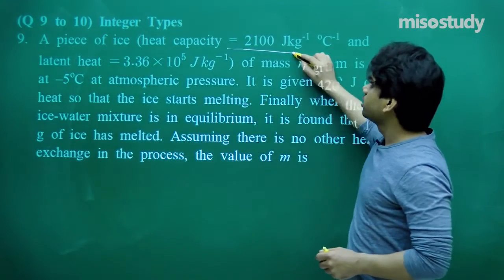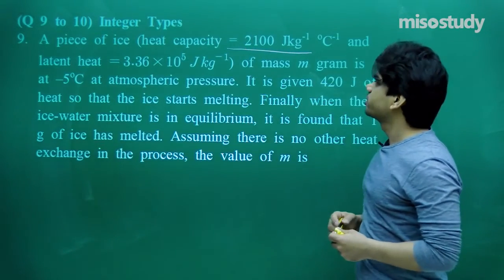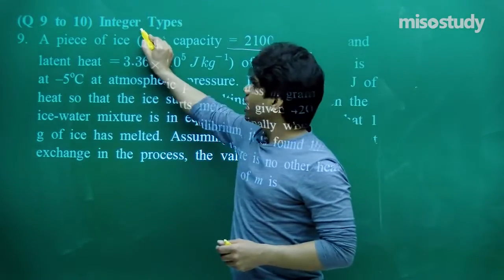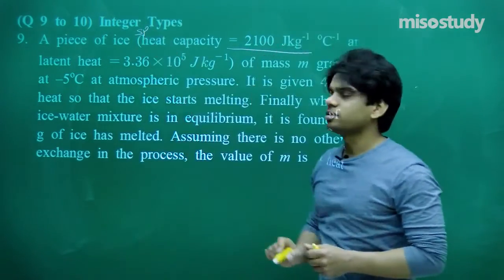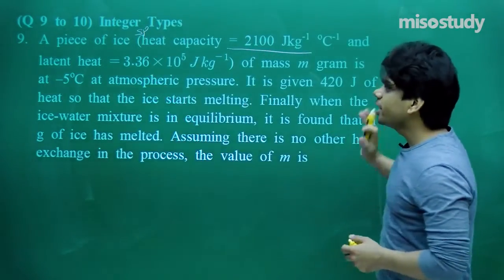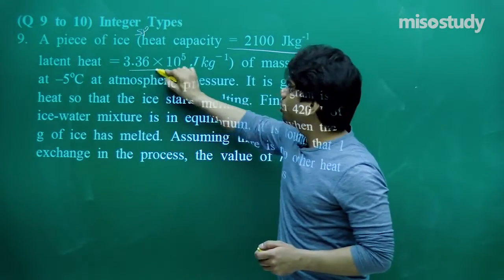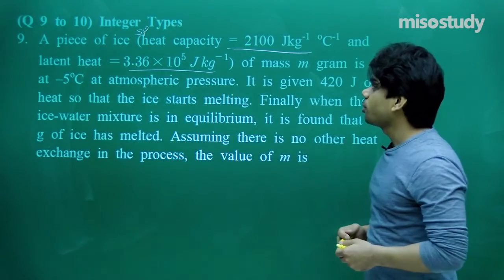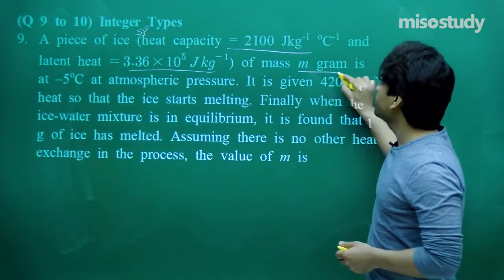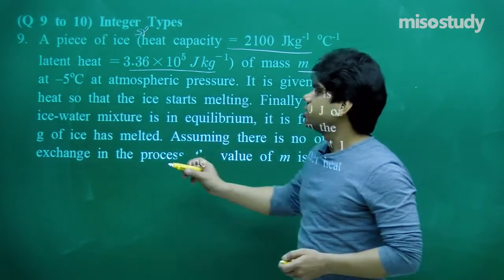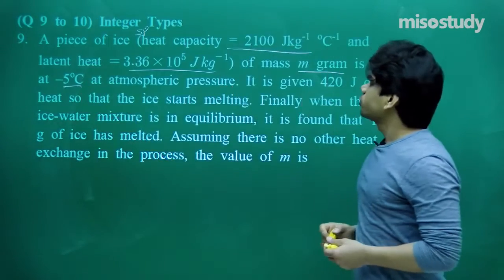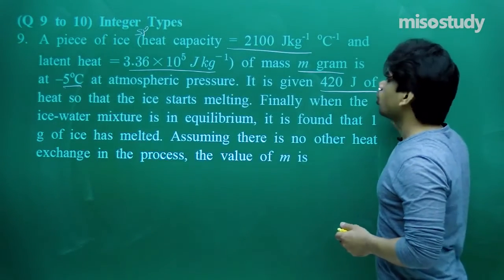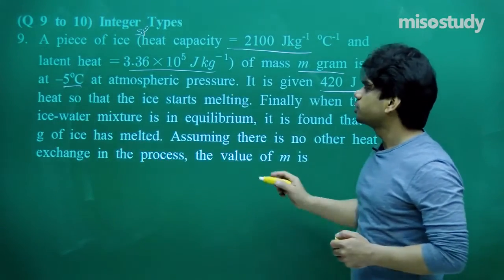A piece of ice, heat capacity 2100 joule per kg per degree Celsius. This is actually specific heat capacity. This is not only heat capacity, it's specific heat capacity. And latent heat 3.36 into 10 to the power 5 joule per kg. Latent heat is also given, 3.36 into 10 to the power 5 joule per kg, of mass m gram is at -5 degrees Celsius. At atmospheric pressure, it is given 420 joule of heat so that ice starts melting.